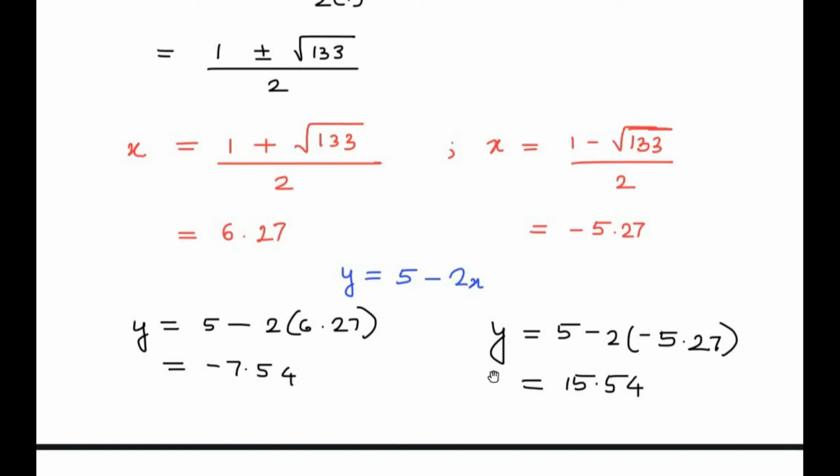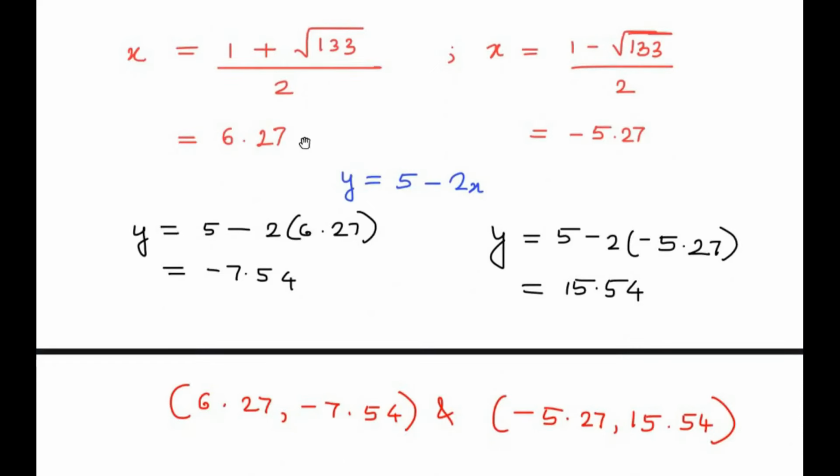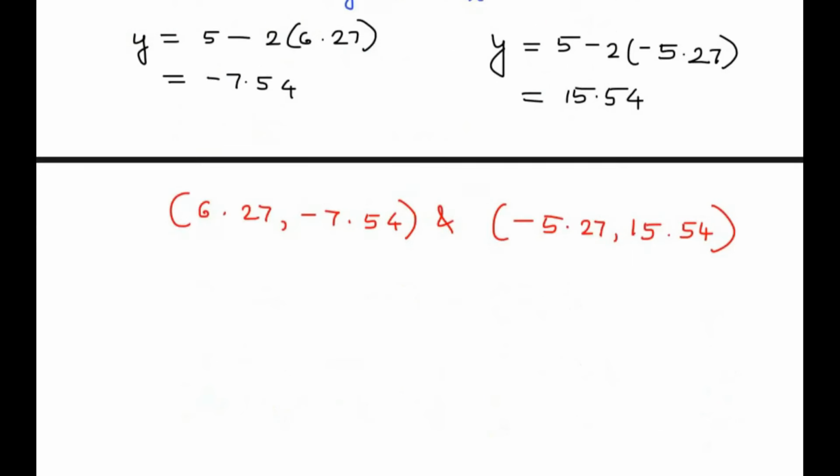So the coordinates of the two points P and Q are 6.27, negative 7.54 and negative 5.27, 15.54.